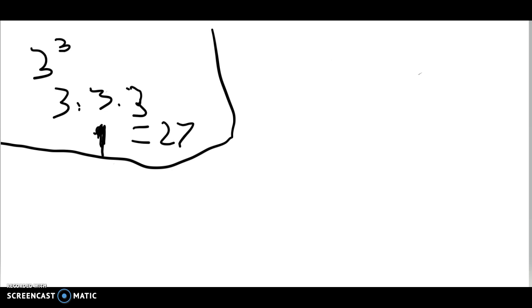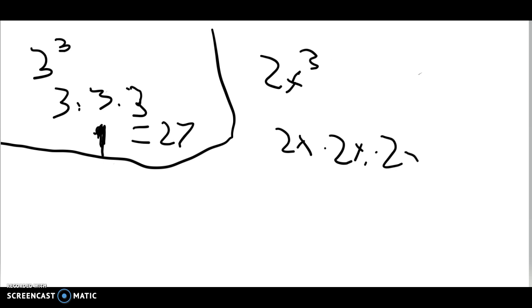The other one, in this one, we're going to use a variable. We're going to use 2x to the power of 3. So basically all you have to do here is what we did in the other one, just with a variable. So 2x times 2x times 2x equals 2x to the power of 3. Very simple.